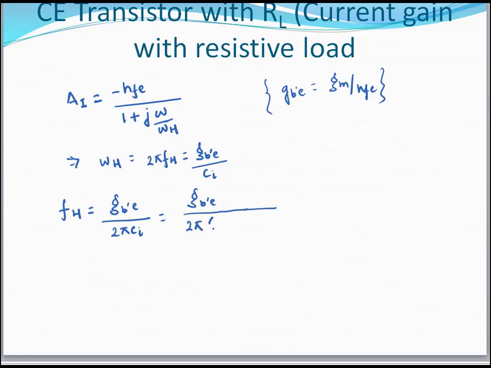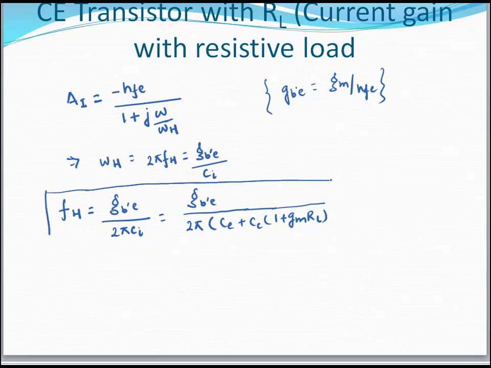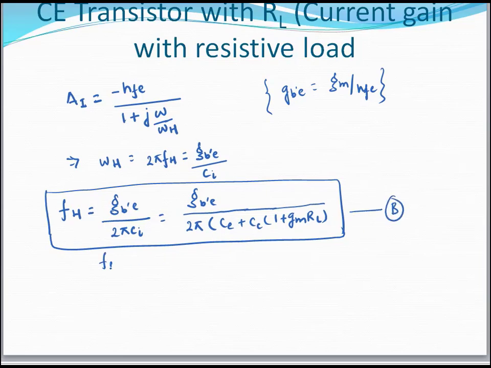2 pi (Ce plus Cc (1 plus gm RL)), and this is the important equation. We put this as B. This fh is equal to 3 dB cutoff frequency.